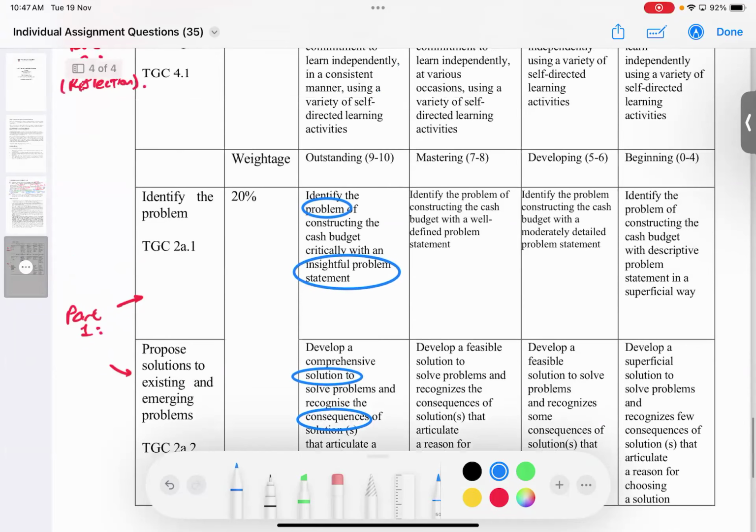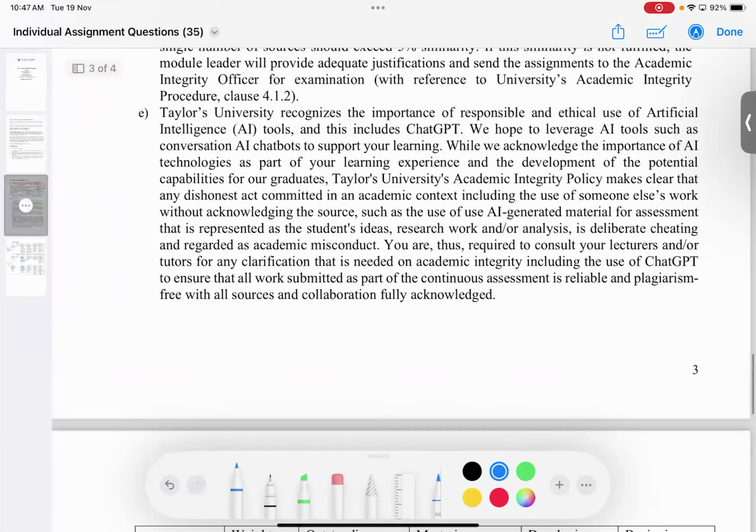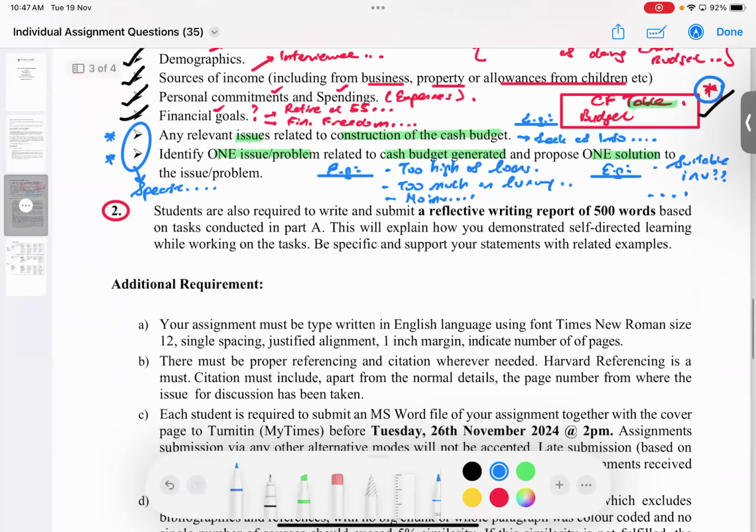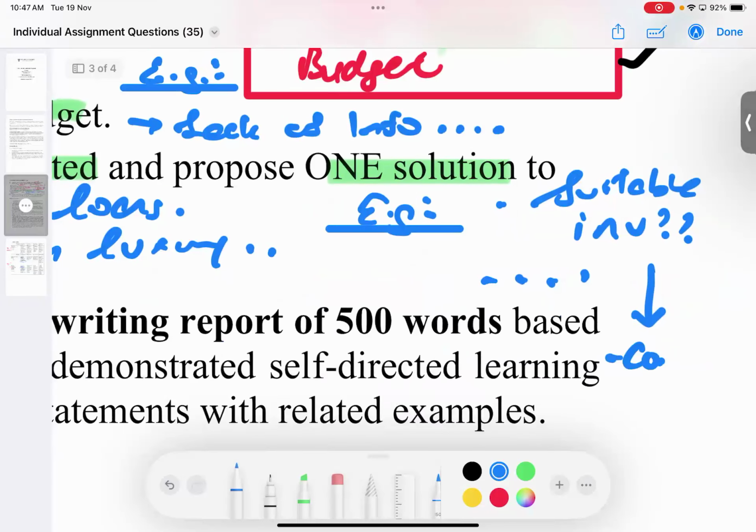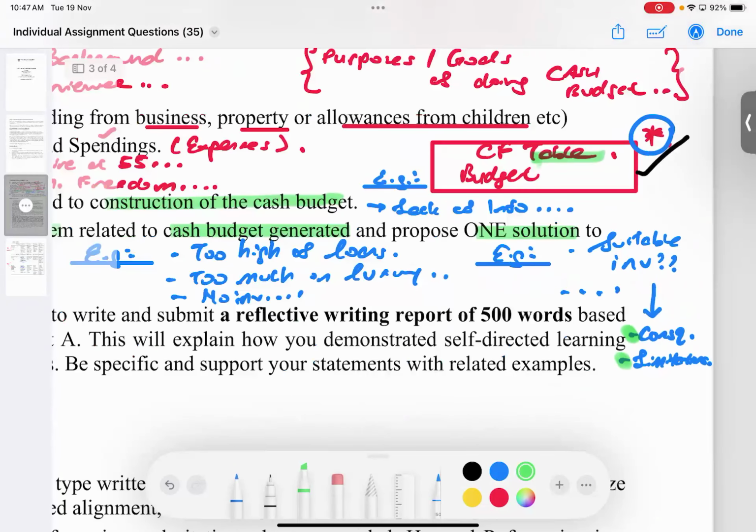Same thing when you talk about the proposed solution. I want you to comment on what the consequences are and what could be the limitations of your solution. I want these two, so it can show that you have some sort of critical thinking. You talk about consequences and limitations.